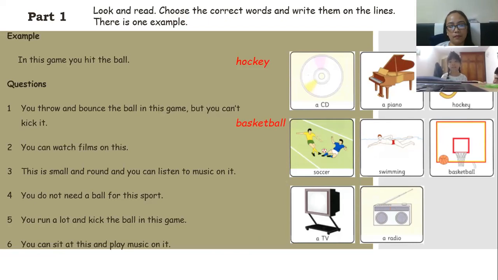Number two. You can watch films on this. What's the answer? A TV. Very good. Next. It is small and round, and you can listen to music on it. What's the answer? This is a CD. Yes, a CD.